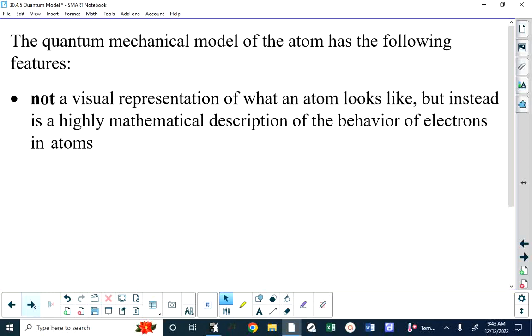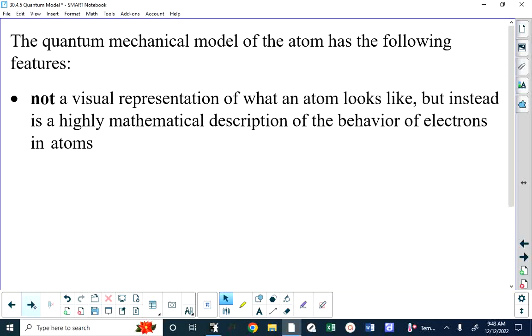The quantum mechanical model of the atom, we don't really have a good representation for what it looks like. I think in Science 10 you might call it the electron cloud model. Does that ring a bell? That the electron exists as a cloud of charge somewhere. That doesn't do it justice.